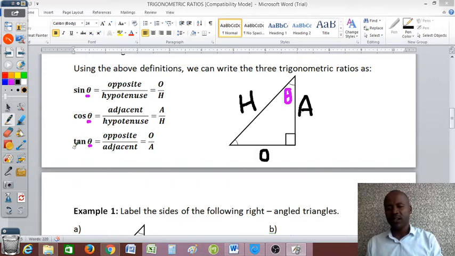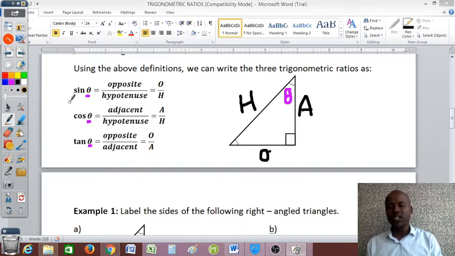The third trig ratio is tangent, or tan theta. Tan theta is defined as opposite over adjacent, or opposite divided by adjacent. Opposite is this side, which is opposite to the given angle theta, which is O, and divided by A, which is the adjacent side A. So tan can be defined as opposite divided by adjacent.